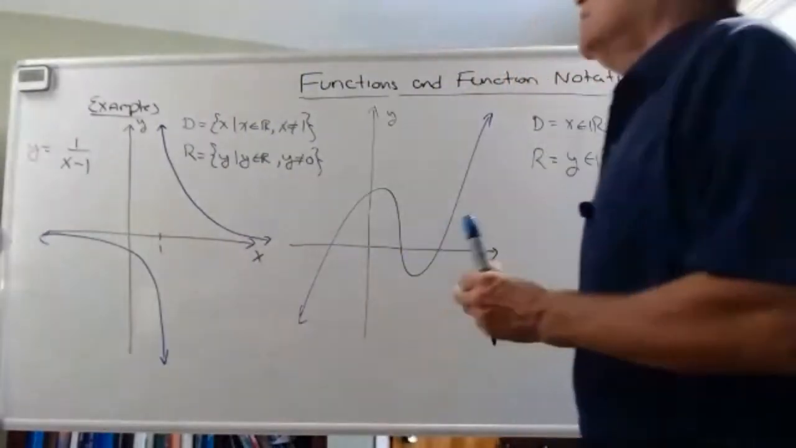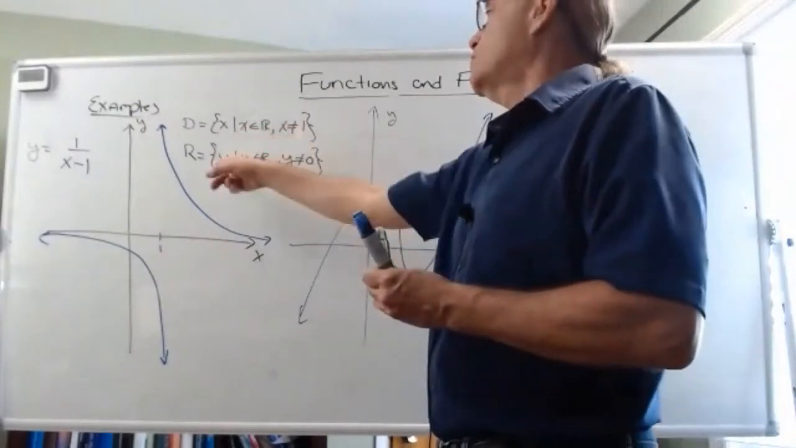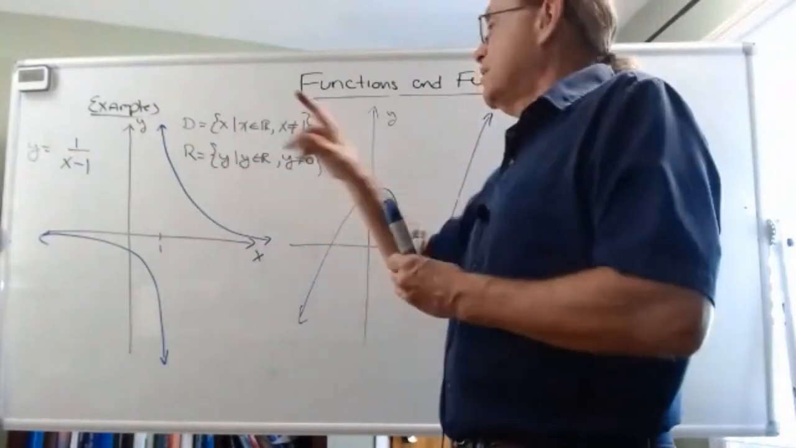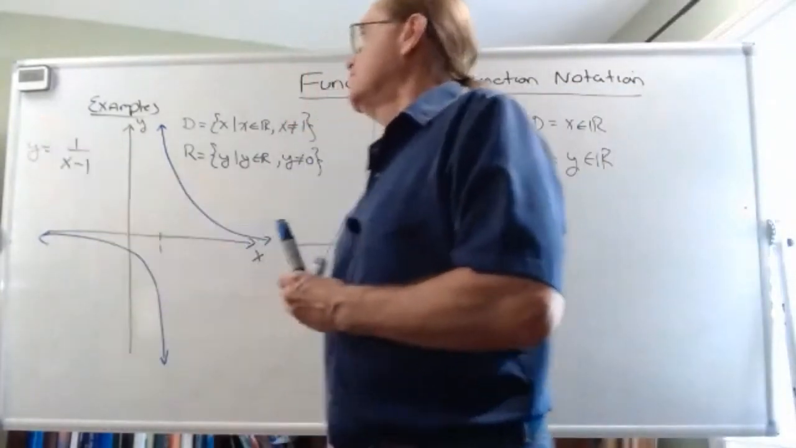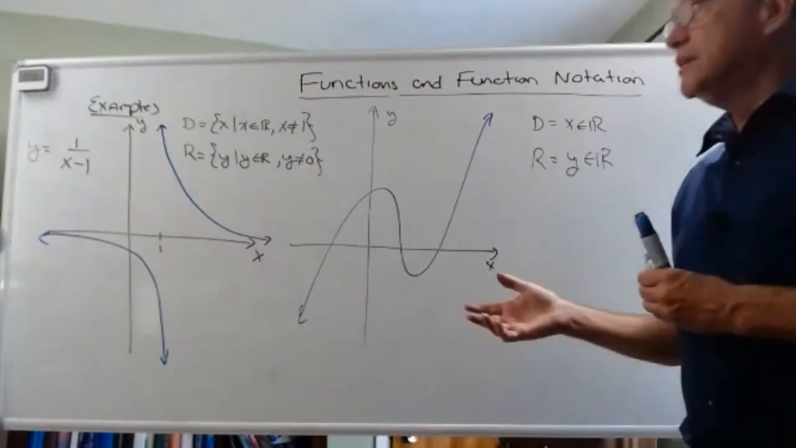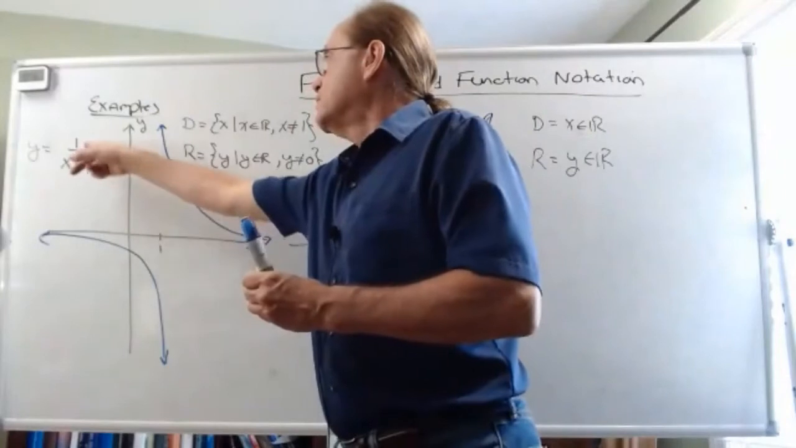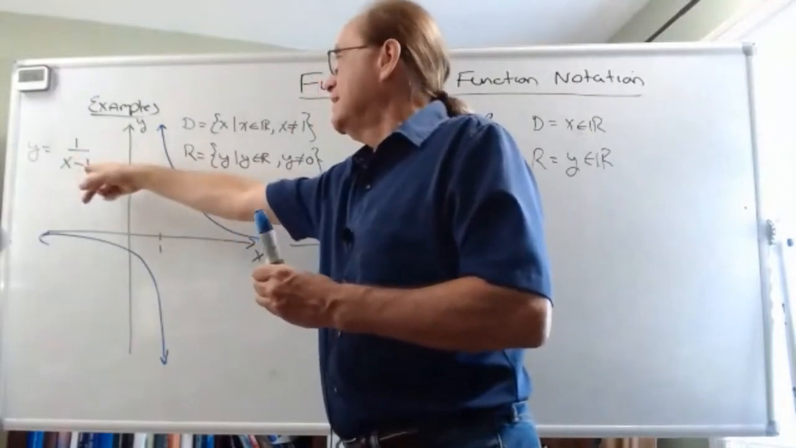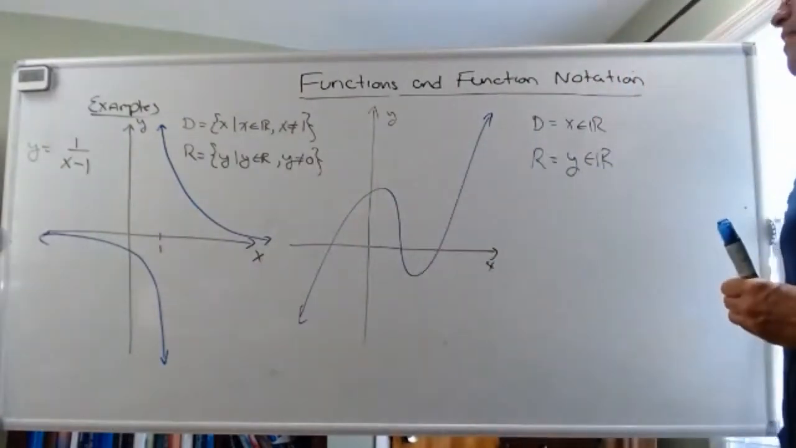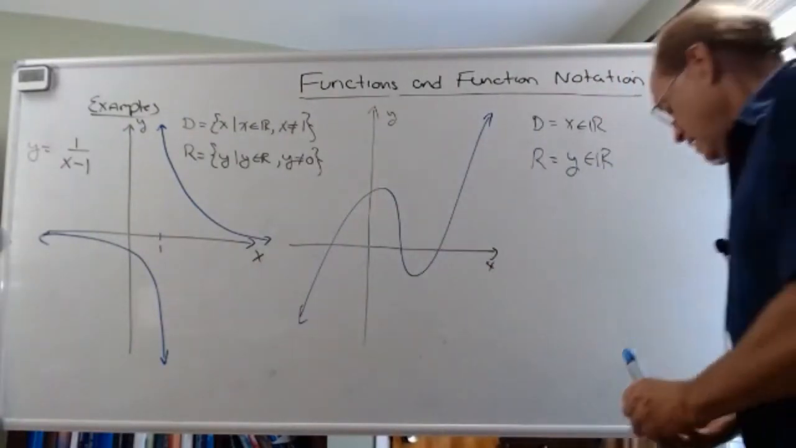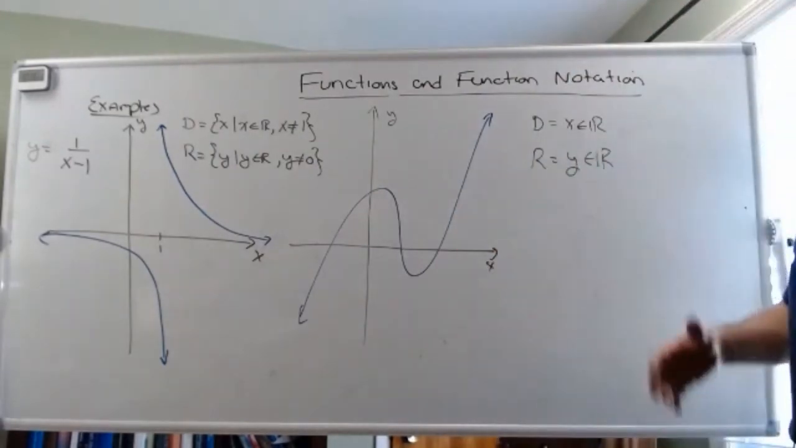So we have to look at it and determine what can I put in? Anything but 1. And what do I expect out? Any number other than 0 will come out of this. I will never get 0 out of that by plugging in various values of x. I can get close to it. If x gets really, really big, say 1 over a million minus 1, that's 1 over 999,999, which is a really small number, 0.000001. Okay, so that's essentially what we have for our function and its domain and range.